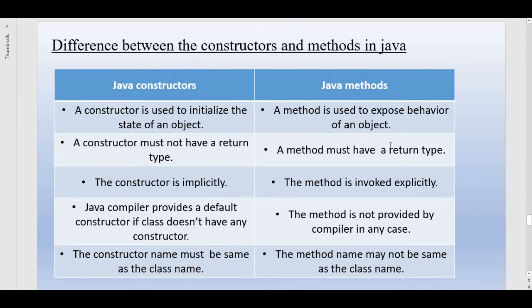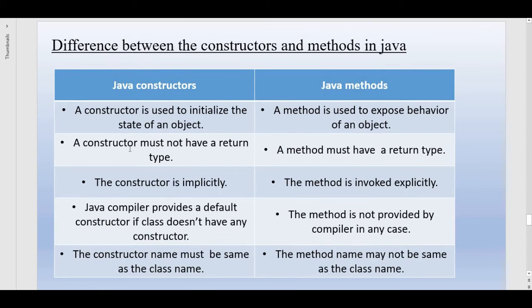The constructor is invoked implicitly. The method is invoked explicitly. If we call the method, then the method runs. If we don't call the method, then the method is not going to run. But a constructor runs automatically. At least one constructor is in the program.